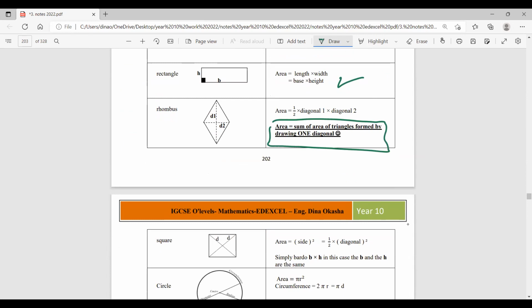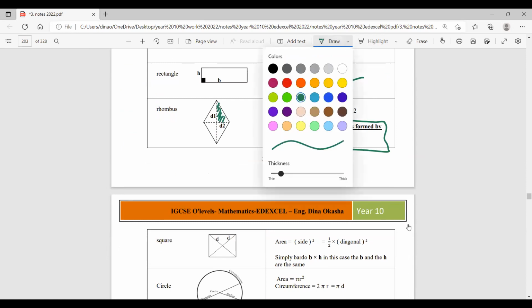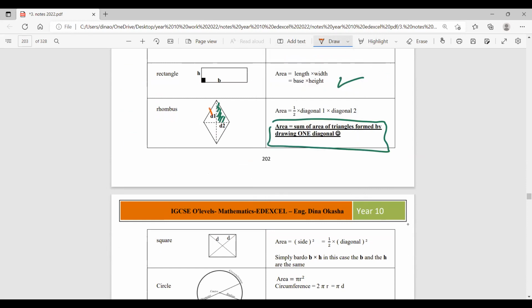Of course, guys, notice that these triangles are all equal, because what is the definition of the rhombus? The rhombus is a quadrilateral in which all sides are equal. The angles are not 90 degrees, the angles of the rhombus. But these triangles are equal. You can find the area of one triangle and then multiply by 4. So that's for the rhombus.